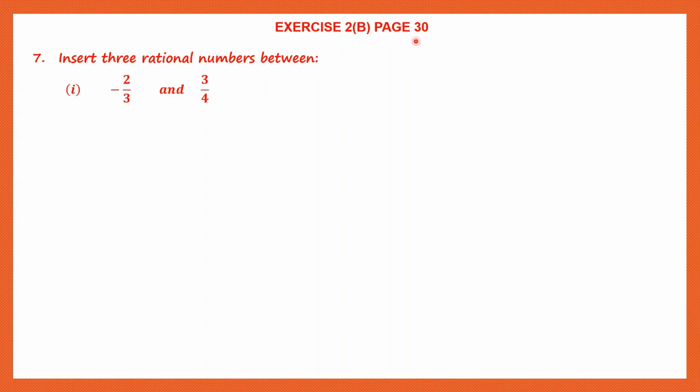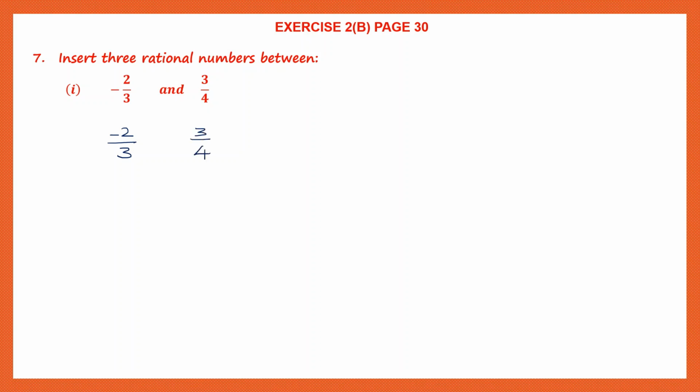We are on page number 30 and with question 7. Insert three rational numbers between minus 2 by 3 and 3 by 4. So we have these two rational numbers which we are going to write down here. So that's minus 2 by 3 and 3 by 4.